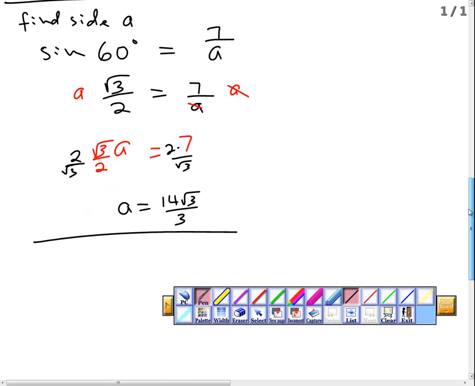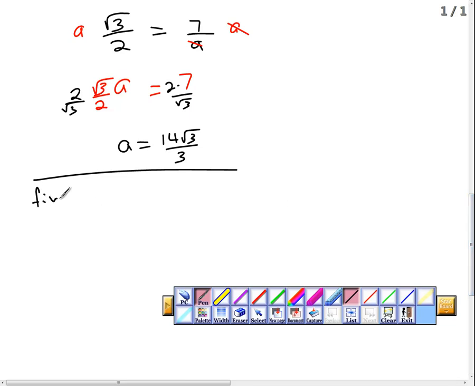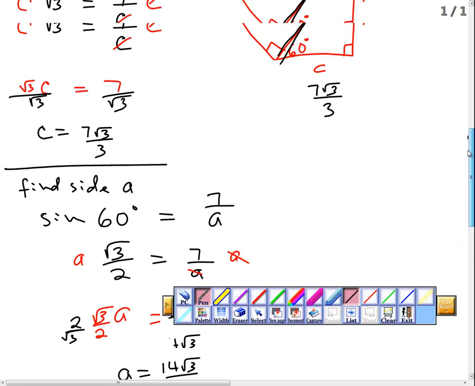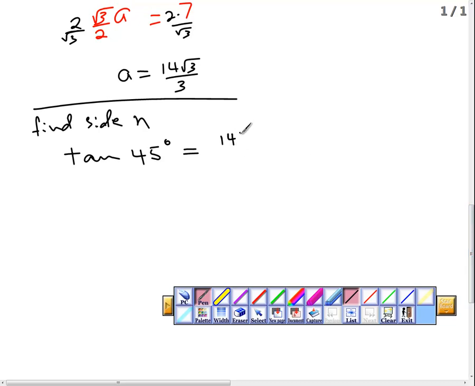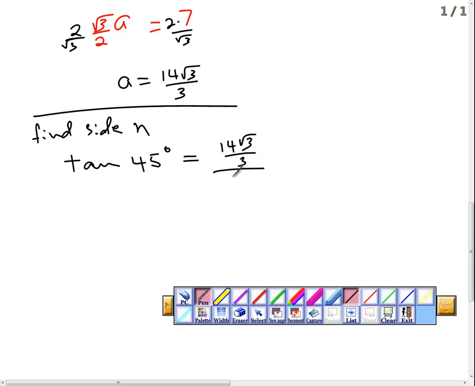We want to find side n. Okay, we've got tangent of 45 degrees equals 14 square root 3 over 3, and that's over n.